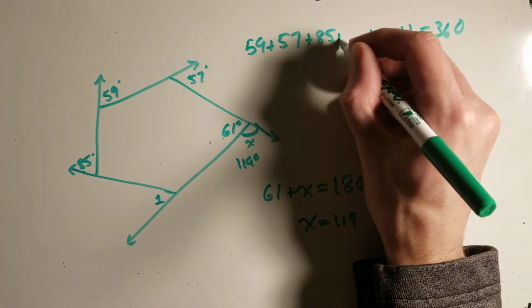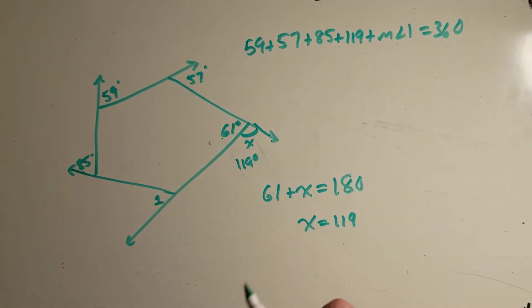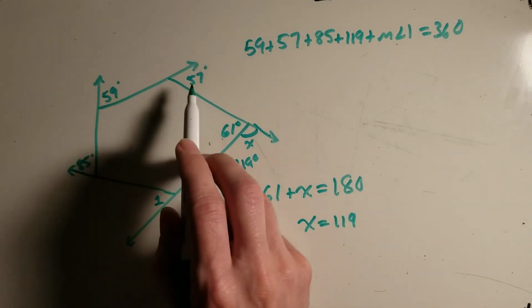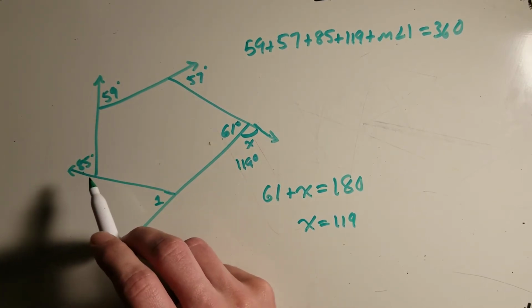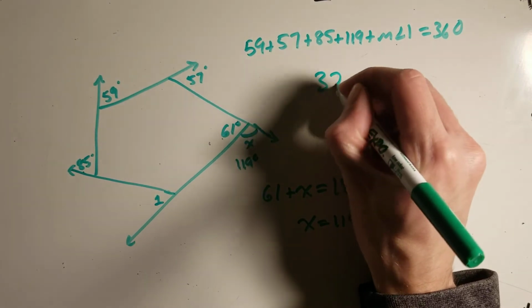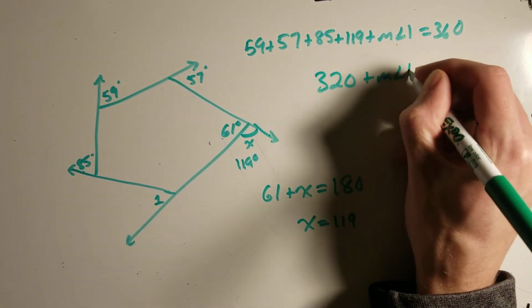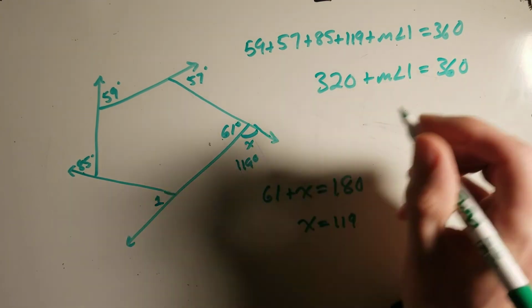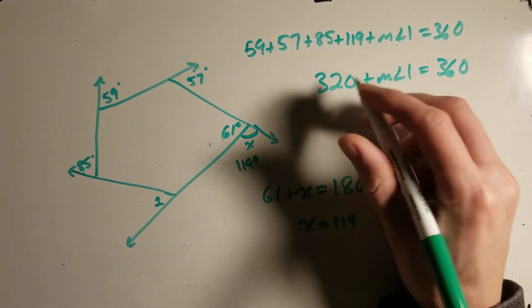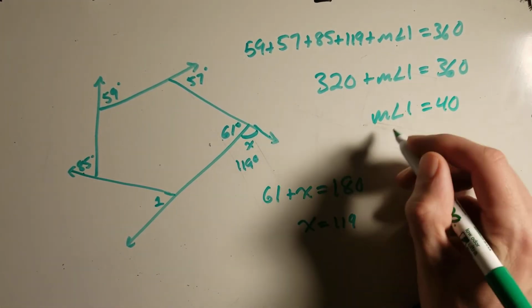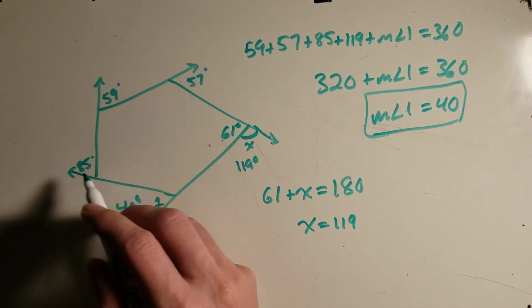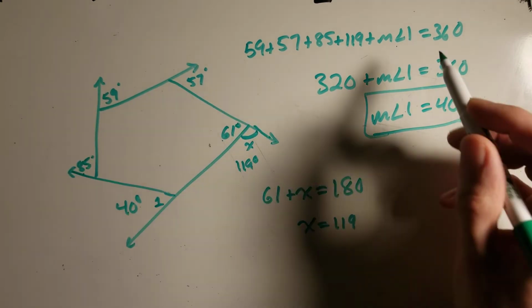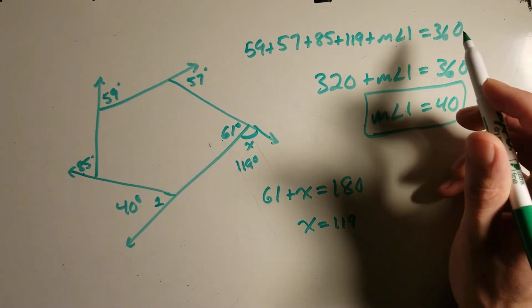So in this equation, we can add that 119 up there. So then we can go ahead and say 59 plus 57 plus your 85 plus 119 equals a total of 320, plus the measure of angle 1 equals 360. So therefore, the measure of angle 1, when you subtract your 320, should be 40 degrees, meaning that this angle has to be 40 degrees, and then all these exterior angles will add up to be 360.